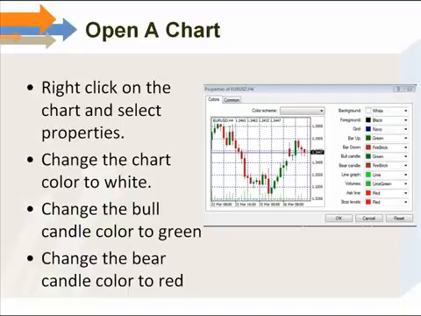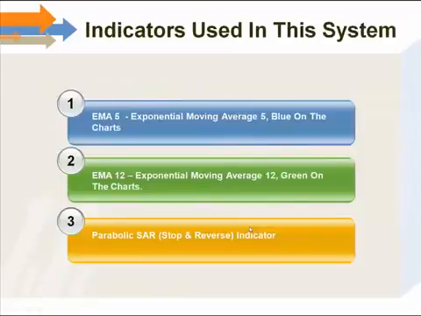So before we actually add any indicators to the chart, I'm going to show you this on MetaTrader in just a second, but I want to give you an overview now. Open up a chart in MetaTrader, right click on the chart and select Properties, and then change the background of the window to white, change the bull candles to green, and change the bear candles to a red color, and that will ensure that it looks close to the same as our charts and make it easier for you to follow along.